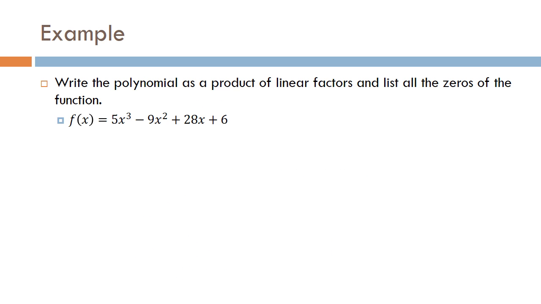Okay, now you're going to write the polynomial function as a product of linear factors and list all the zeros. So we're doing the same thing. I suggest you make a list of possible solutions, check your graph to see if one of those looks good, and use synthetic division. Pause the recording, give this a try, and resume to check your answer.